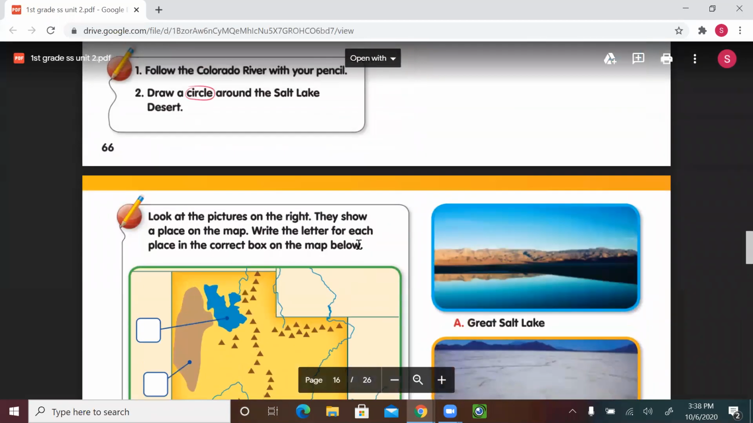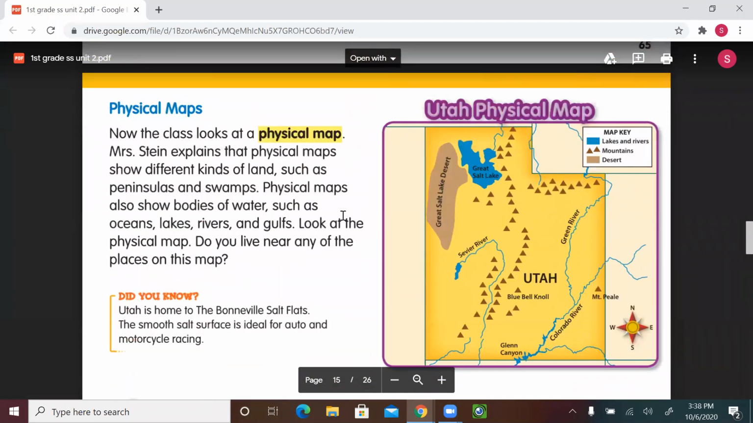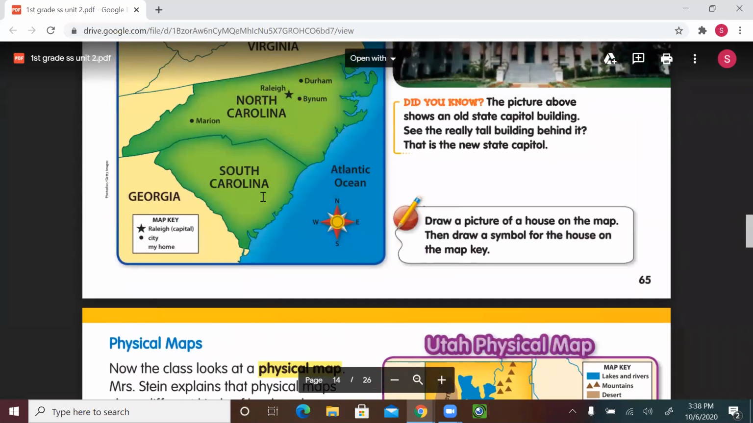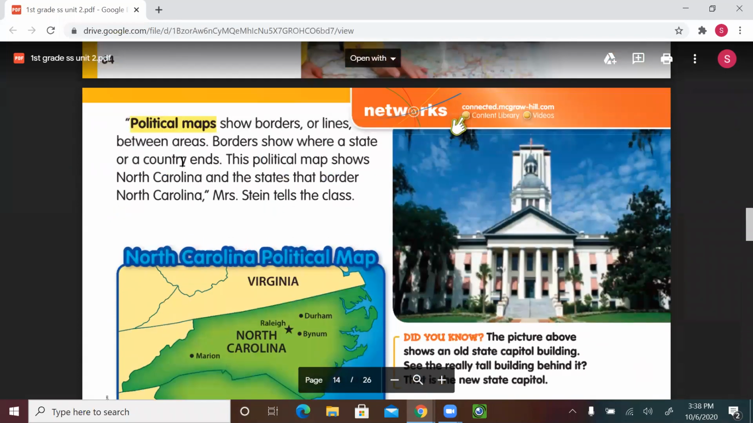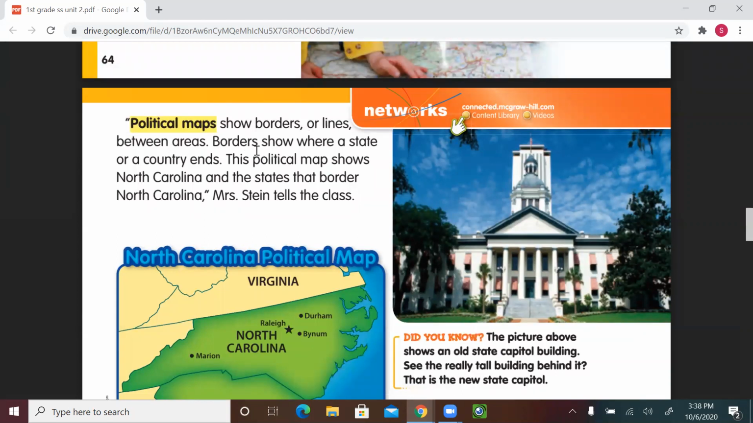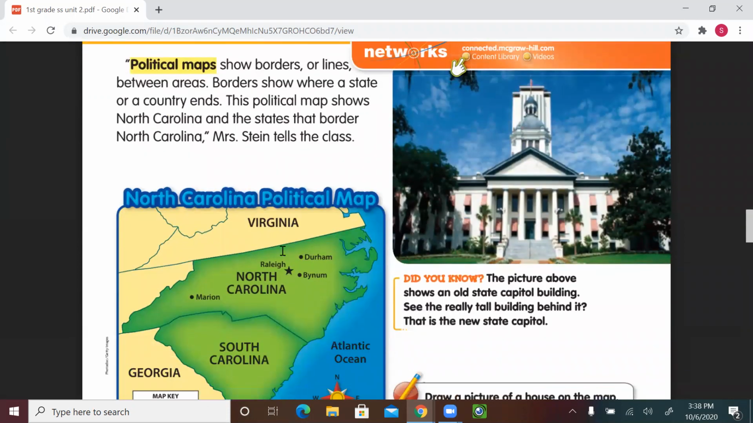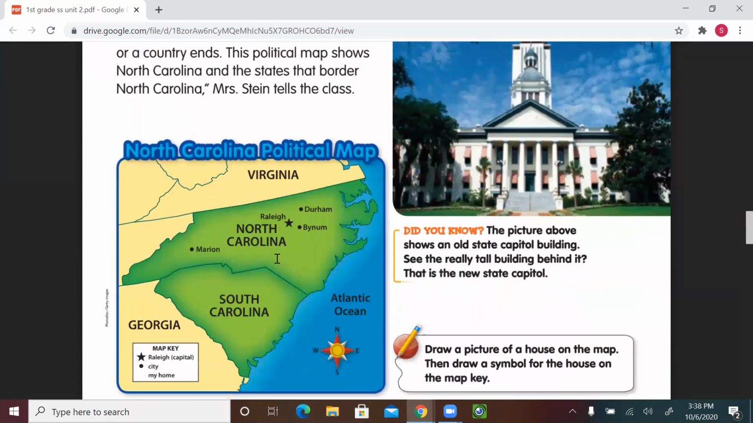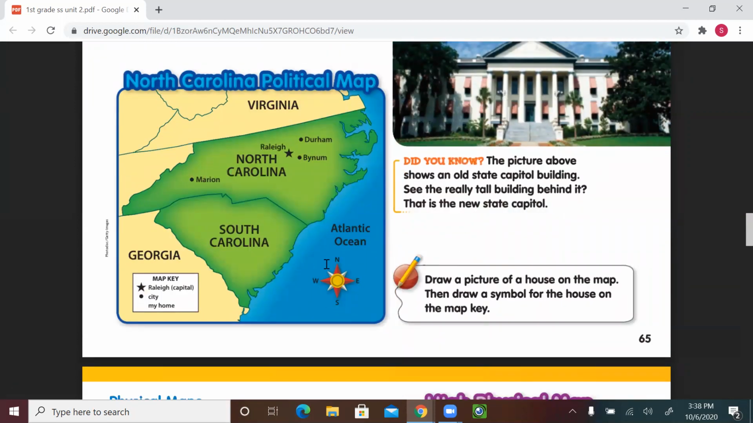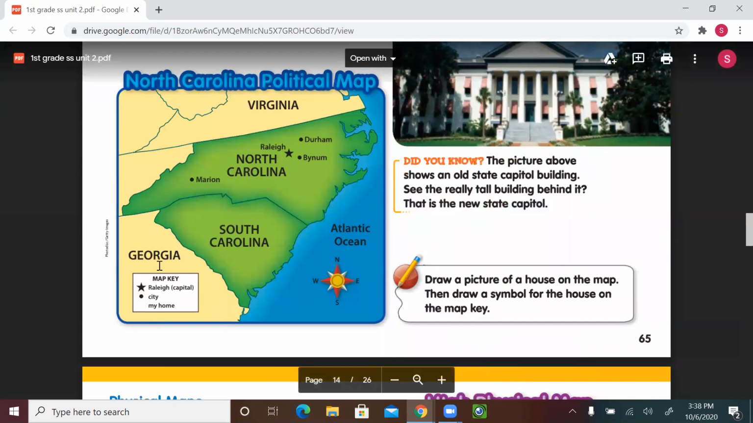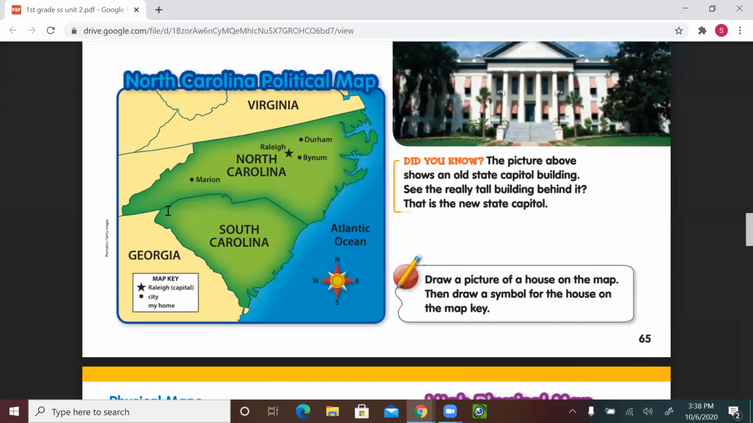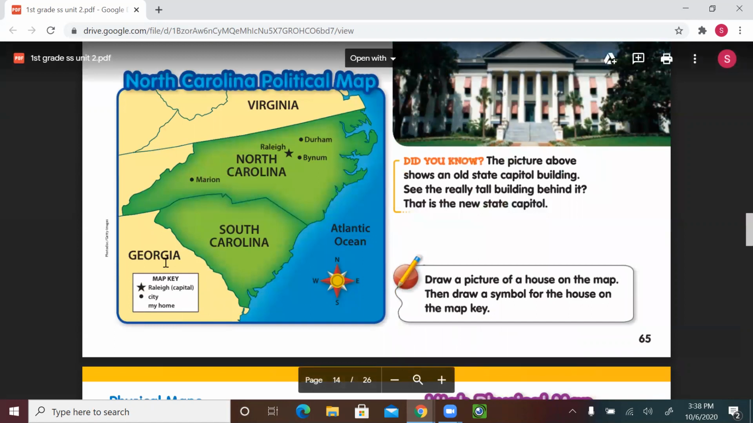But before we start, let's quickly revise what we covered last lesson. We talked about political maps and physical maps. We knew that political maps show borders or lines between areas, where a state or a country ends. We have the example in our book, the North Carolina political map, where we saw the states bordering North Carolina, and we also talked about campus roads. We talked about the map key and the activity we need to do here, like drawing a house and writing the symbol in your map key.